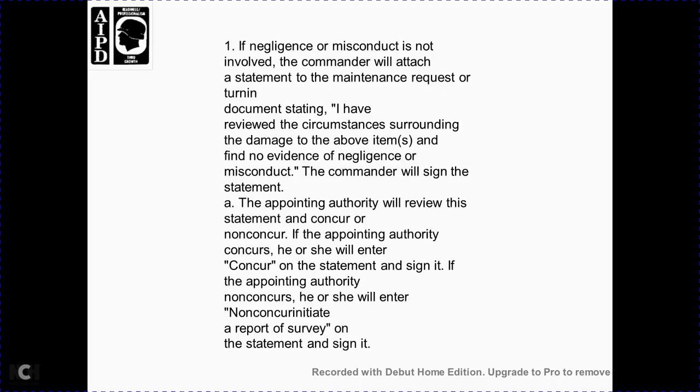One of the following actions will be taken. One, if negligence or misconduct is not involved, the commander will attach the statement of maintenance required, with the documentation, to review the circumstances around the damage of the above items. Finding no negligence or misconduct, the commander will sign the comment statement with the appointing authority to review the statement, who concurs or non-concurs. With concurrence, he or she will enter the concurrence on the statement and sign it. If non-concurring, he or she will enter the non-concurrence, report survey the statement, and sign it.